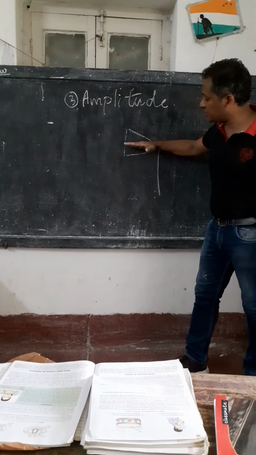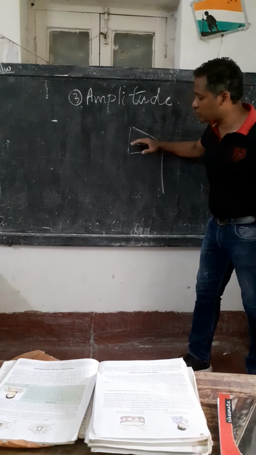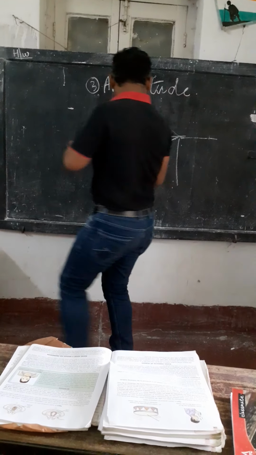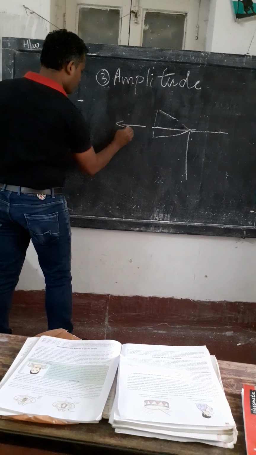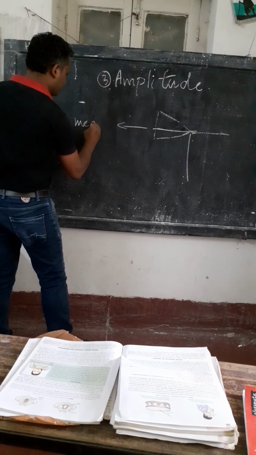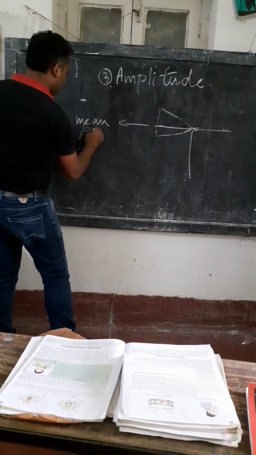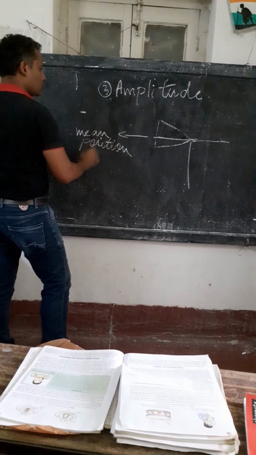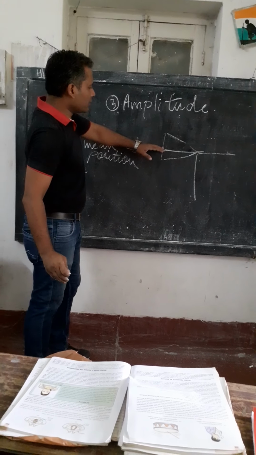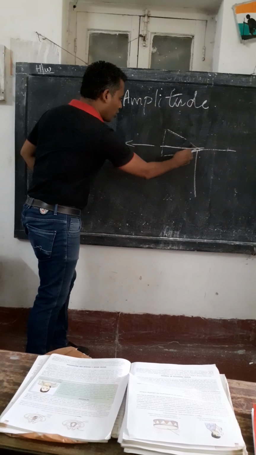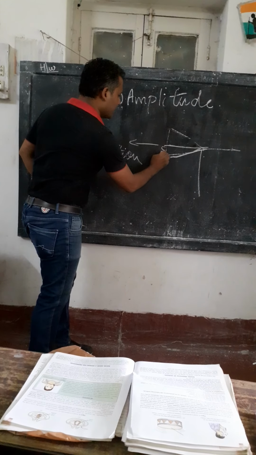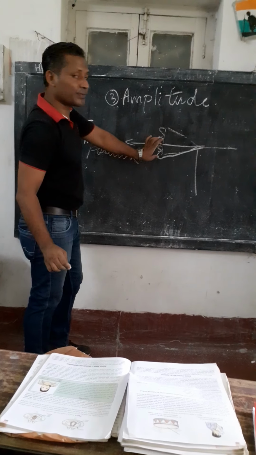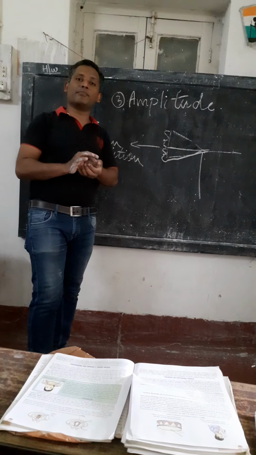What is the mean position? Mean position is the rest position. This position is called the mean position. So, how much the body moves up and how much the body moves down, this is called amplitude. The maximum displacement of a vibrating body from the mean position.